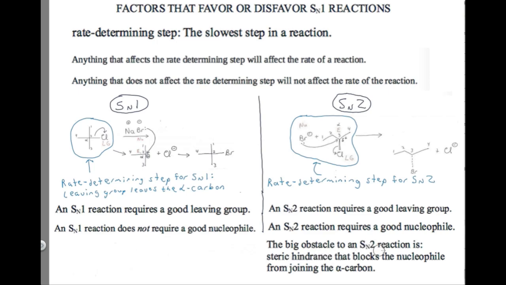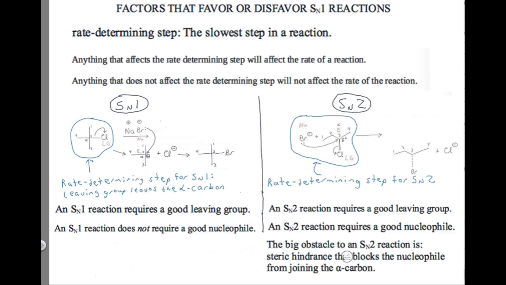Why would this steric hindrance be a big obstacle for an SN2? Well, I hope you answered by using the rate-determining step. The nucleophile joins the alpha carbon in the rate-determining step for an SN2, so anything that makes it difficult for the nucleophile to join the alpha carbon will affect the rate-determining step and will affect the rate of the reaction. So steric hindrance that blocks the nucleophile is a big obstacle for SN2 because the nucleophile is participating in this rate-determining step.